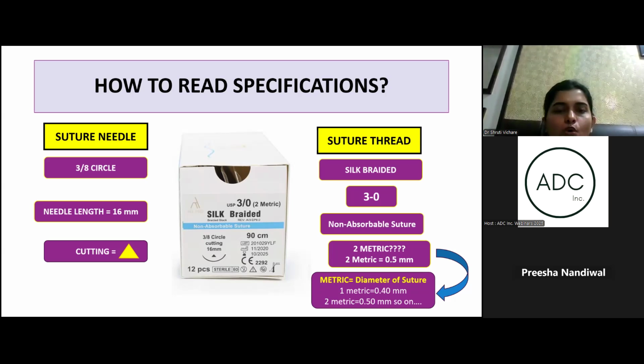Now I hope you'll be in a position to read the suture boxes and understand what type of suture it is. Also, they have mentioned 90 centimeters. 90 centimeters is the length of the suture thread.